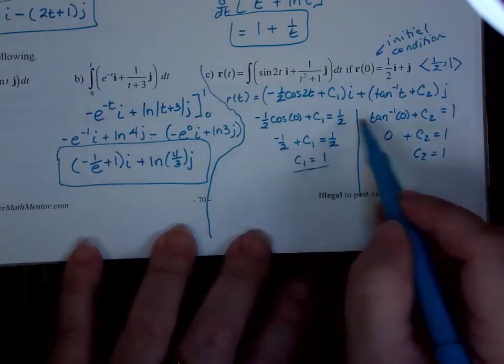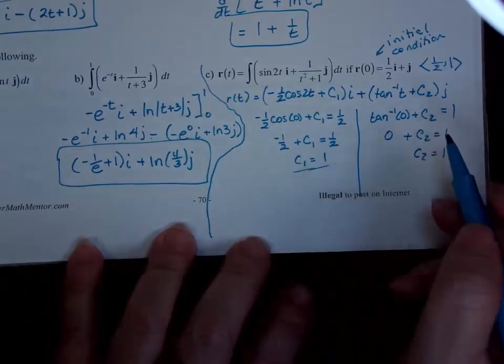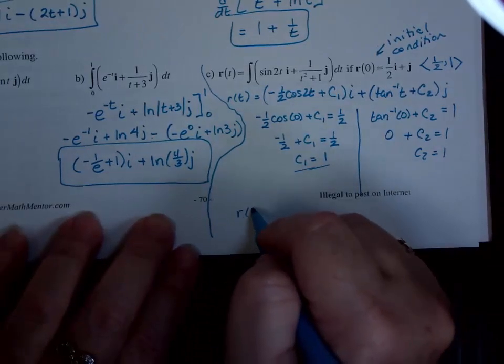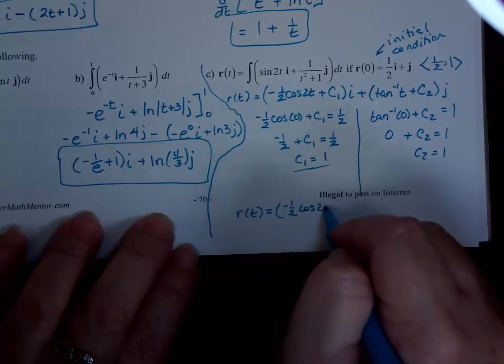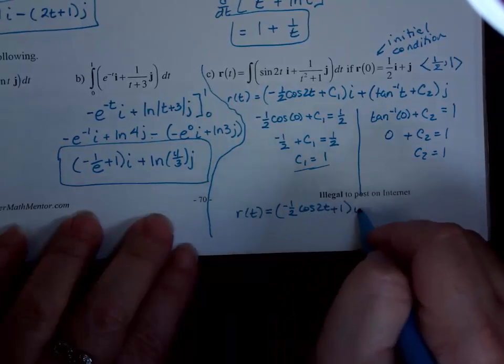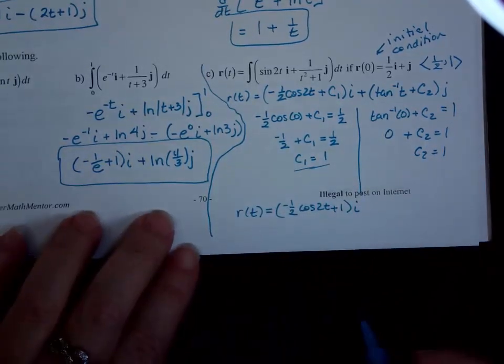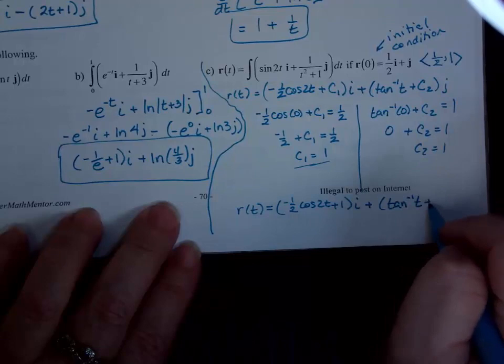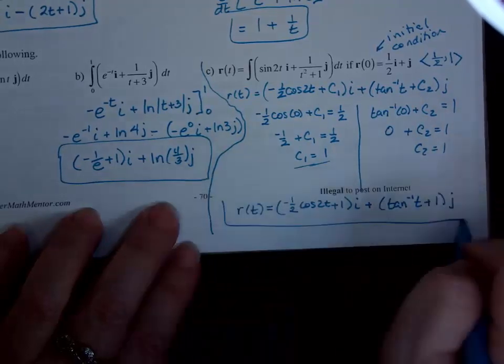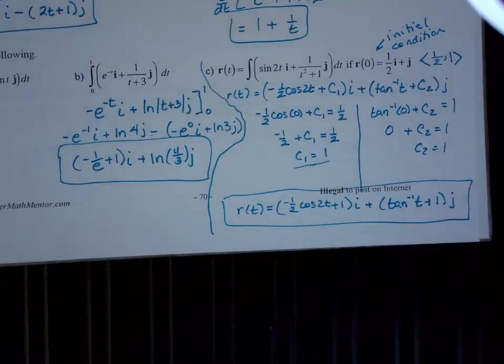Okay, so now we go back and take our equation that we got for our antiderivative and write it with those numbers in there, and you're done. So r of t equals negative 1/2 cosine 2t plus 1 i plus tangent inverse of t plus 1 j. And there's my integral. We're good?